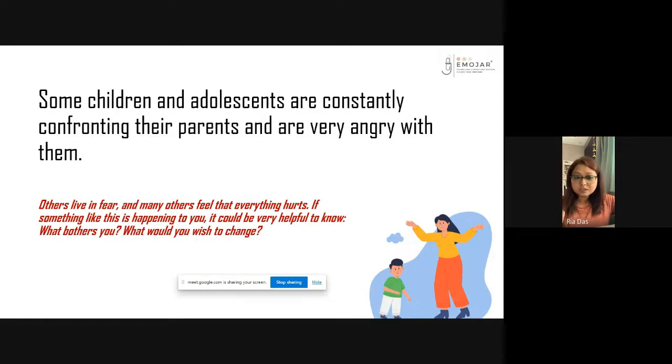Others may feel hurt about everything around them. They start pitying themselves and having catastrophic thinking, where they feel that it's the end of the world and no one loves me. That kind of feeling comes very often in adolescence. The concept of personal fable also comes with the adolescent period, and it gets exaggerated if you have constant conflicts with your environment. It would be helpful at this juncture to know what bothers you and what you wish to change. So with a few worksheets, we'll try to incorporate this.